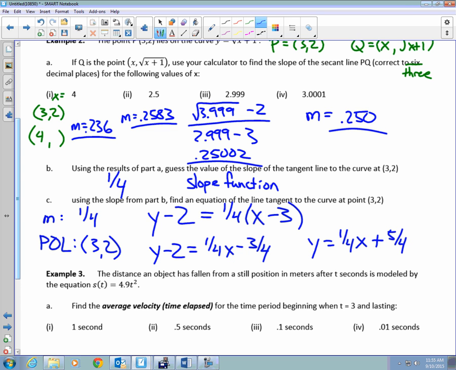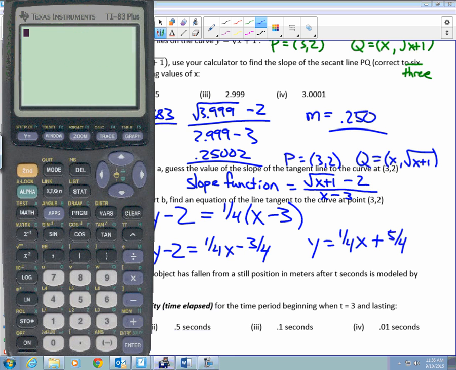You can write a slope function. Instead of typing in these numbers, I'm going to use P is equal to 3, 2, and Q is equal to, like we said, x and square root of x plus 1. Let's write a slope function. What's y sub 2, given this is P and that's Q? What's y sub 2? Square root of x plus 1 minus, what's y sub 1? 2, divided by x minus 3. That's my slope function. I'm going to type that in to my calculator. Y equals.